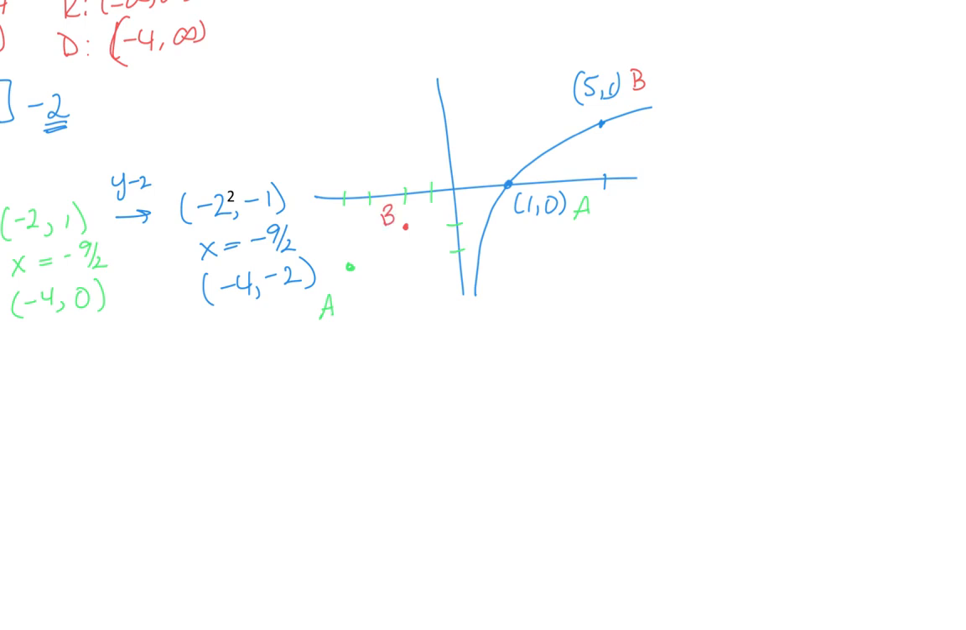My vertical asymptote moved to negative 9/2, which is about negative 4.5. So it went from x is equal to 0 to x is equal to negative 9/2. And bringing this information in, that's about what my graph would look like.